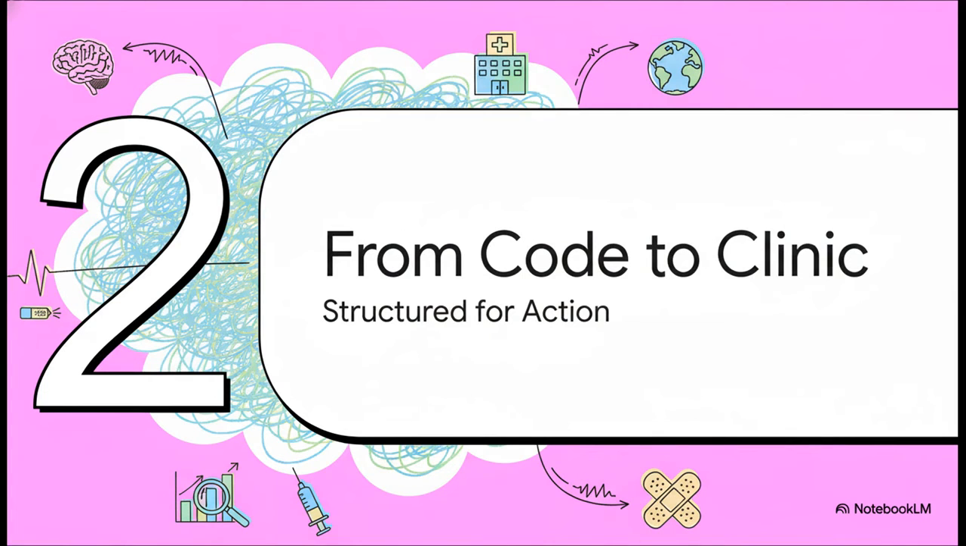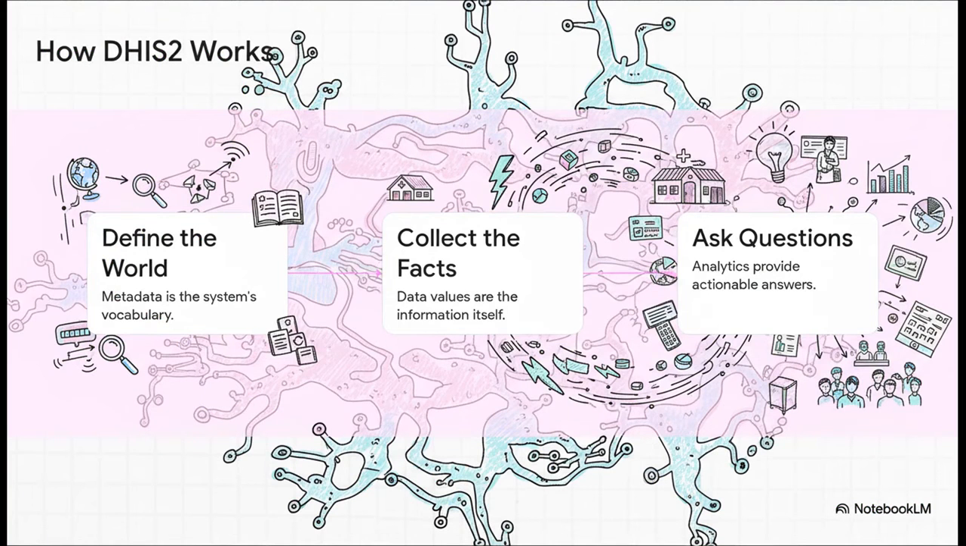All right, let's zoom in a bit. How do we get from abstract code in a manual to something that actually helps a patient in a clinic? How does that translation happen? It really boils down to this simple three-step process, super logical. First, you have to define the world you want to measure. Then you collect the facts from that world. And finally, you ask questions about those facts to get the answers you need.